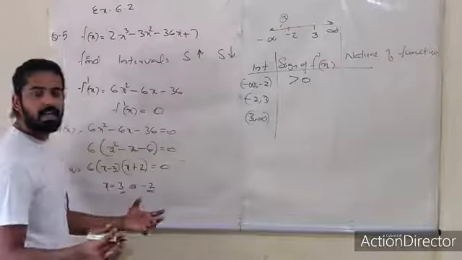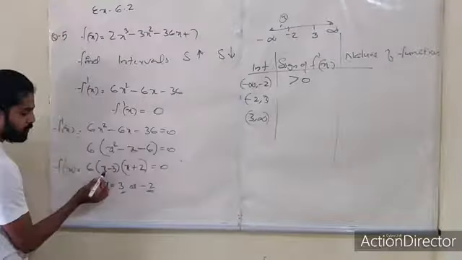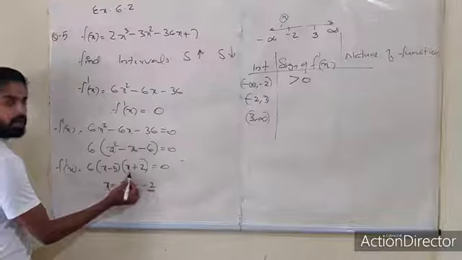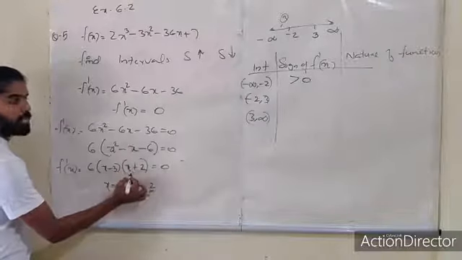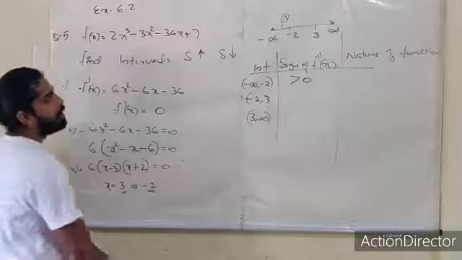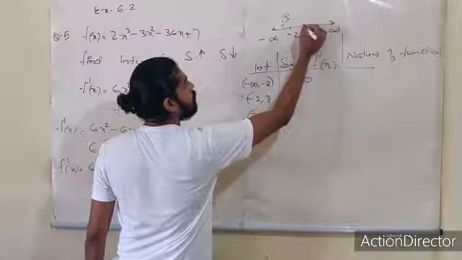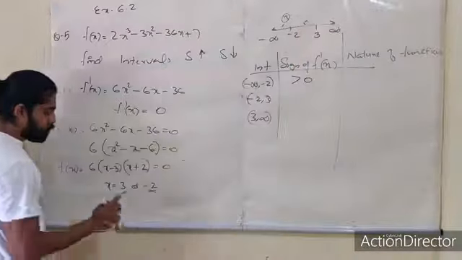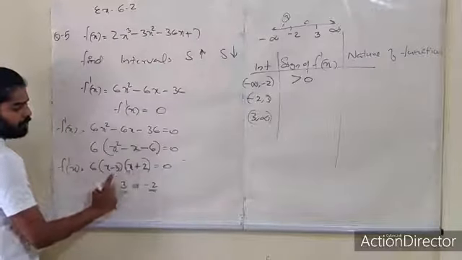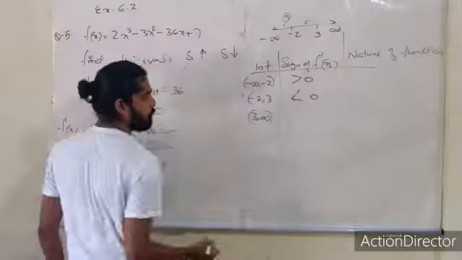Since we are not interested in finding the value, we are only interested in finding the sign. If you substitute negative 3 here, you will get a negative number, and here also a negative number. So a negative number into a negative number is a positive number, greater than 0. Like that, take any value between negative 2 and 3. Let's take 0. Substituting 0, here you will get negative and here you will get positive. So negative into positive gives a negative number, less than 0.